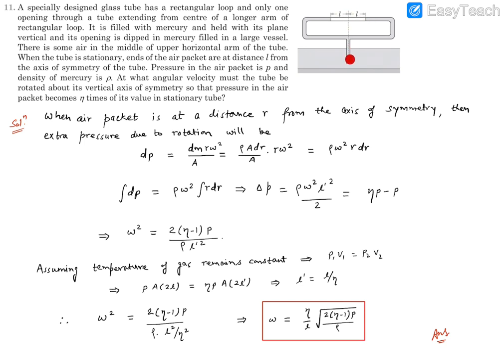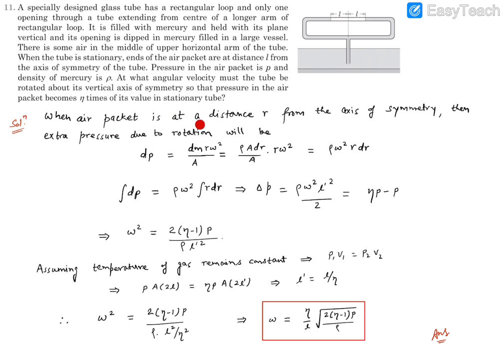So this is the axis of symmetry, the dotted line, and this is being rotated, if at all. So you'll find there's going to be a change in the pressure. The question says pressure goes up from P to eta P. So what will be the angular velocity for that purpose? So here's the solution. Let me explain how I have solved it.